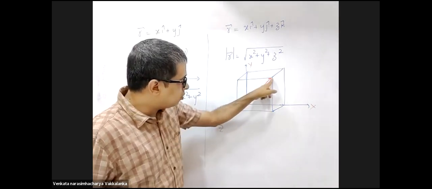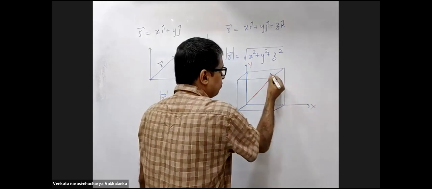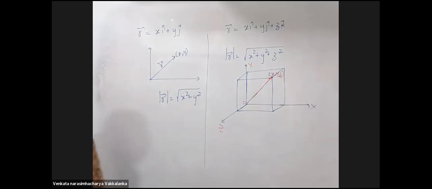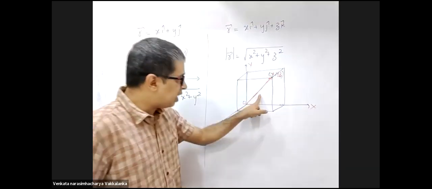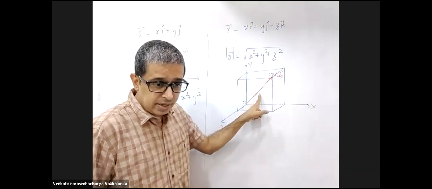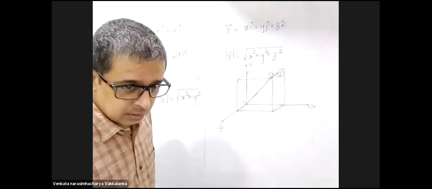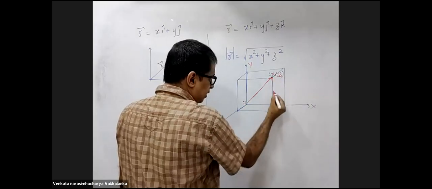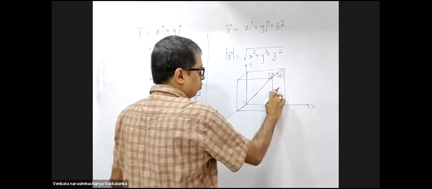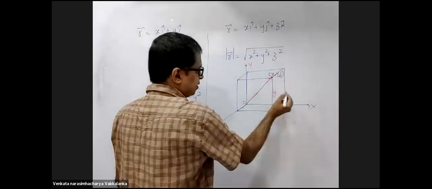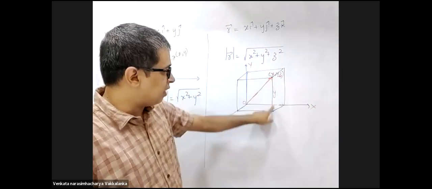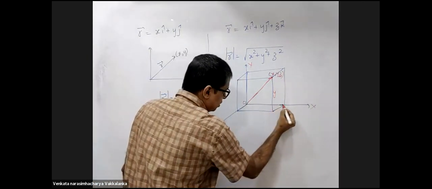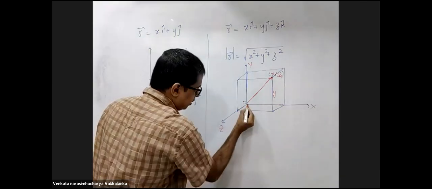Now, you want this as the vector. Coordinates of this are x, comma, y, comma, z. This is the origin. So you want this length. Agreed? Yes, sir. This line is z. Sorry, y. Do you agree with that? Yes, sir. This line is the y coordinate. This is the x coordinate. This is the z coordinate.